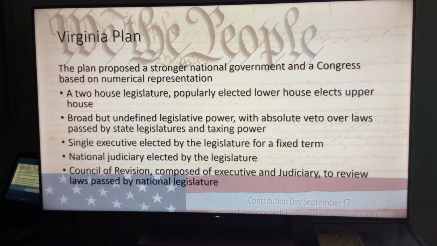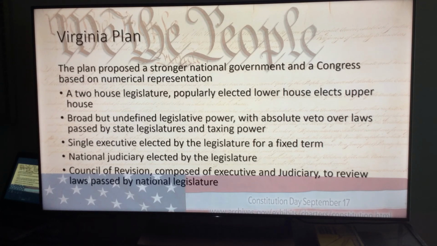They did call for a council of revision composed of executive and judiciary to review laws passed by the national government. So it's just to review laws. They don't have veto power. And really, if they were to go against the legislature, they could probably impeach these two, put in people that agree with them, and then hold more power.